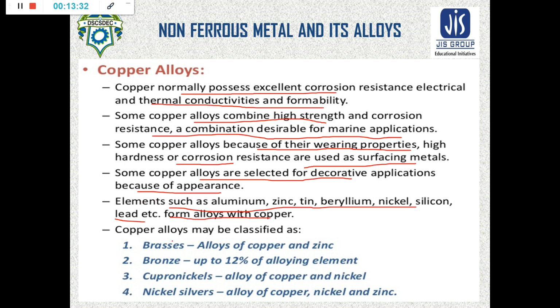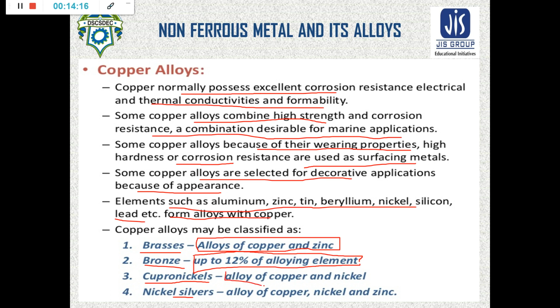So how are copper based alloys classified? Copper based alloys are classified as brass, bronze, cupronickels and nickel silvers. These are the four types of copper alloy, in which brass is the alloy of copper and zinc. Brass, what is brass? It is an alloy of copper and zinc. And when copper is added with up to 12% of alloying element, that is known as bronze.